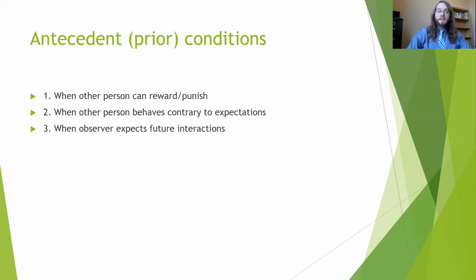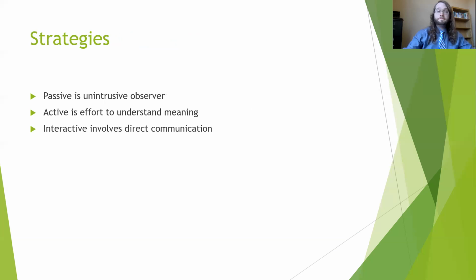Additionally, there are these ideas of antecedent or prior conditions that can impact how we feel around the person. Is somebody in a position of power that can reward or punish, impact our behavior? Maybe somebody behaves contrary to our expectations, and maybe we expect future interactions out of the person. All of those things can impact how we navigate the uncertainty in our relationships.